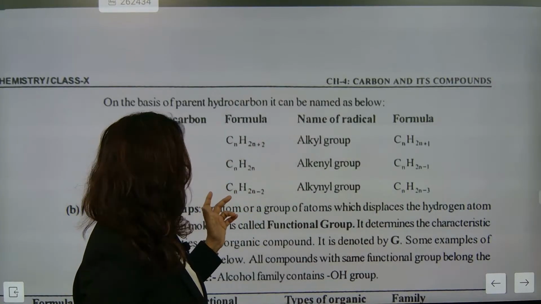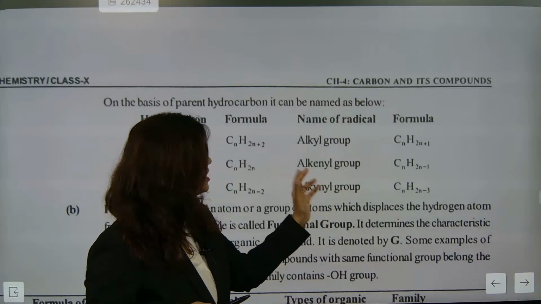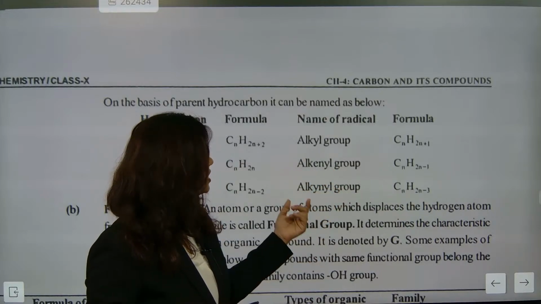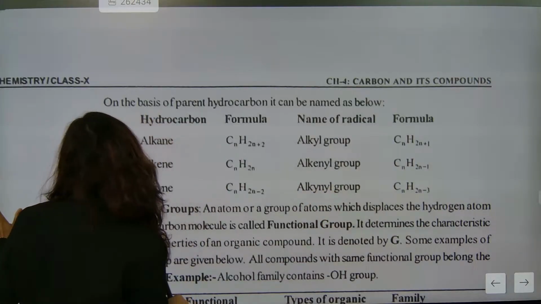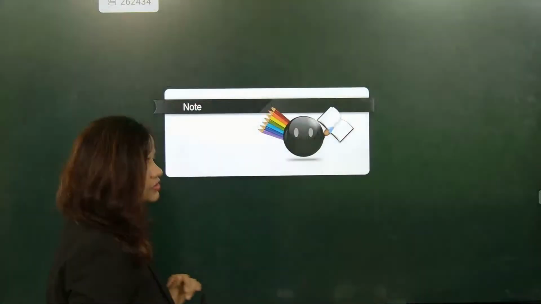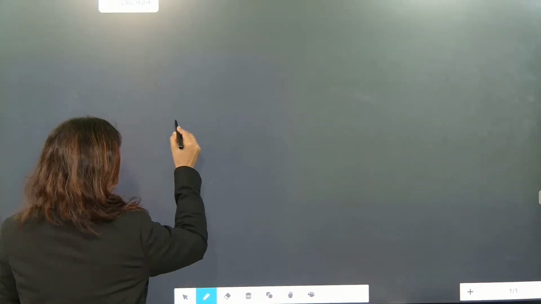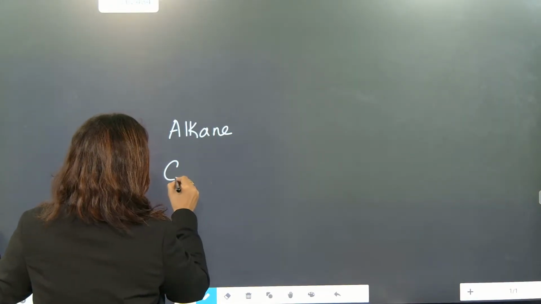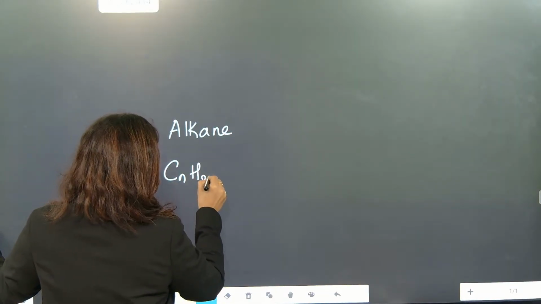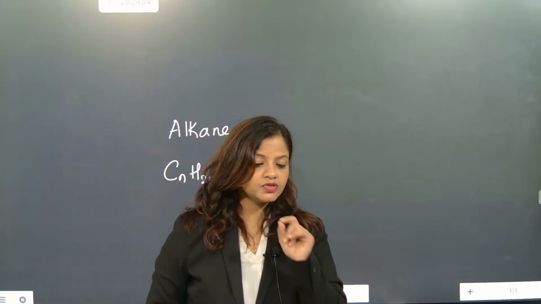So in the alkyl group, alkenyl, alkynyl, the suffix is added. Let's check how it is exactly going to be. If somebody asks you the general formula of an alkane, it is CnH2n+2. Understood? In this, one hydrogen has to be removed.